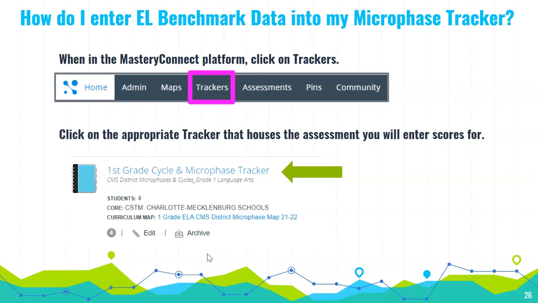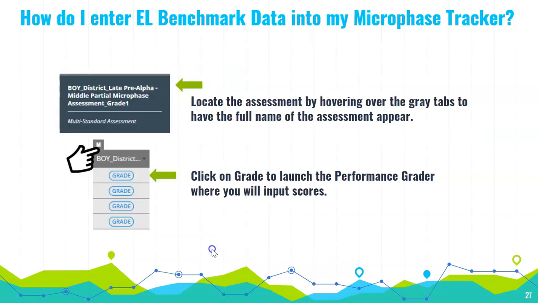Then you will find your microphase tracker. There are 3 possible assessments to enter data for the beginning of year benchmark period. You will want to hover over the gray box so that the full name appears. Here on the screen, you can see the assessment is beginning of year, district, late pre-alphabetic to middle partial microphase assessment. And this is grade 1 because I'm assessing grade 1 students.